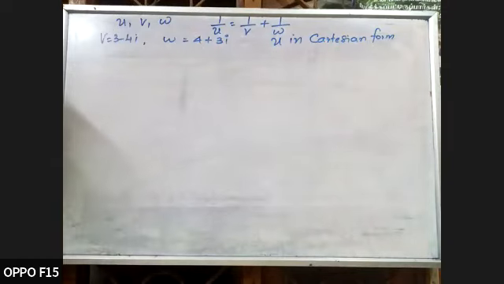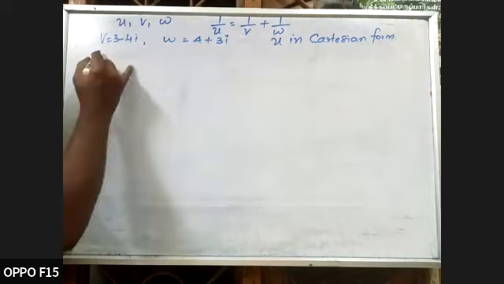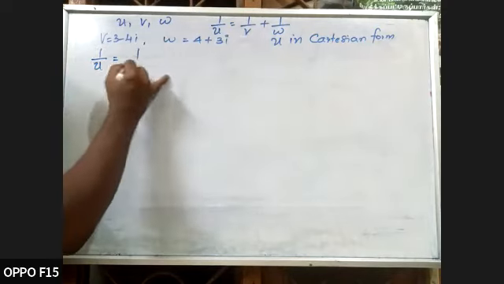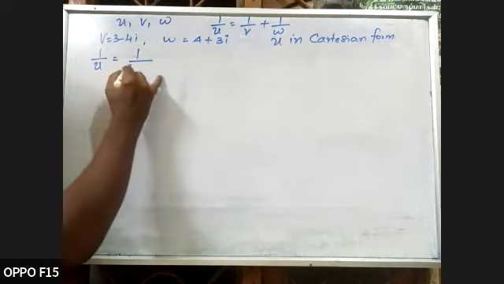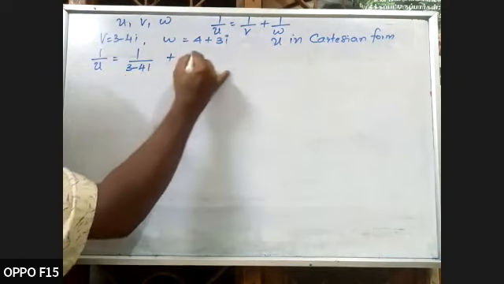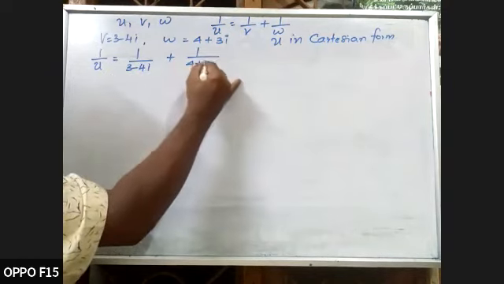Cartesian form means it should be in a plus ib form. They call it rectangular form or Cartesian form, or standard form with real part and imaginary part. Sometimes all of these are a plus ib form. So it is given that v and w are given, and we have to find out the u value. First of all, the relation given is that 1 by u is equal to 1 by v. Your v is equal to 3 minus 4i. Your w is equal to 4 plus 3i.